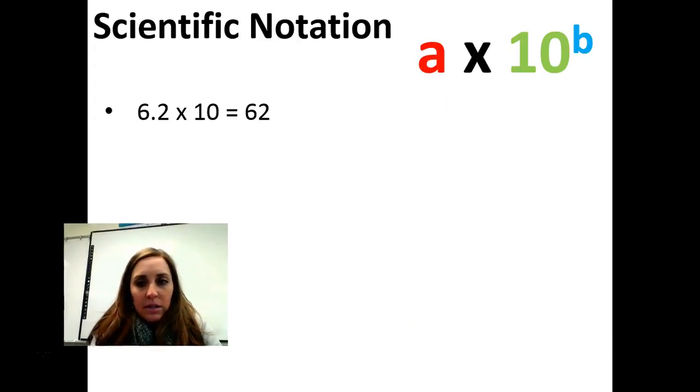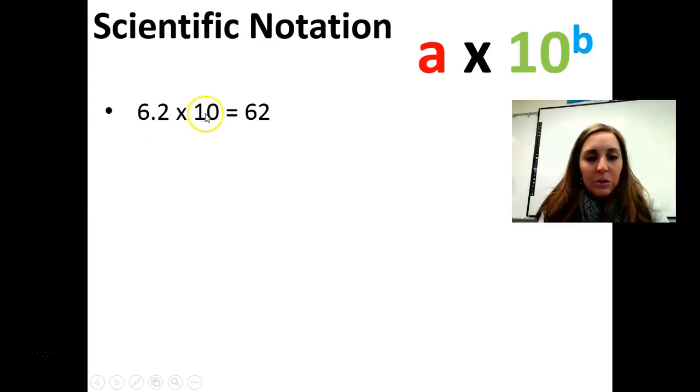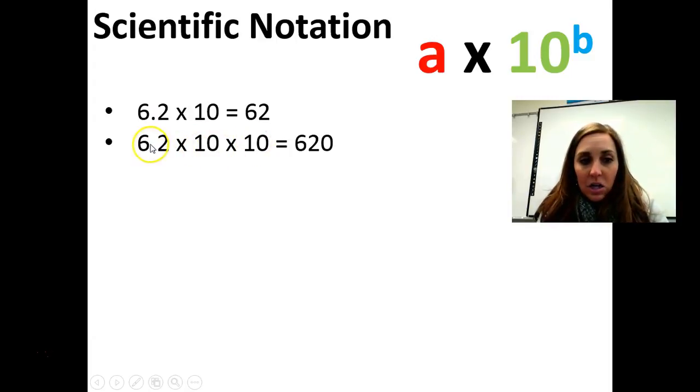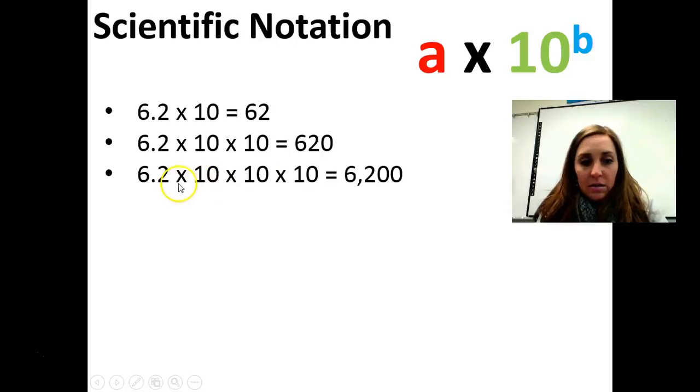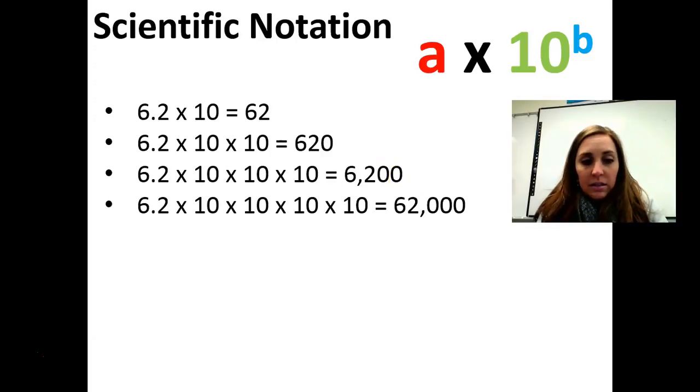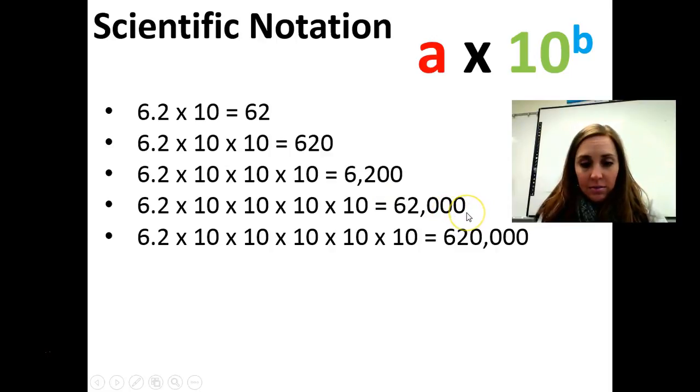Why is this important? Why do we do it this way? Well, 6.2 times 10 is 62. What did we do there? We took the decimal and we just moved it once to the right. Whenever you multiply by 10, you move the decimal one spot to the right. So 6.2 times 10 times 10, you move the decimal 2 spots. 3 tens, so 1, 2, 3. Notice the decimal was between the 6 and the 2, and now the decimal is 3 spots to the right. You can't see it, but it's right here.